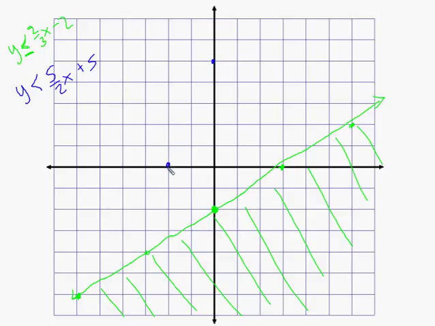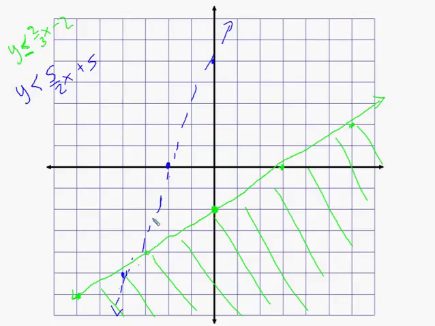So I'll reverse this. And then this line is dotted. How do I know that it's dotted? Because it's not a less than or equal to or greater than or equal to. And I shade above or below? Below this line. Well, this line's getting pretty steep here, right?